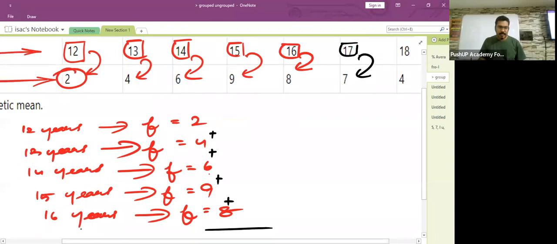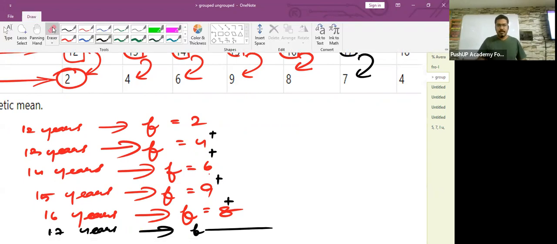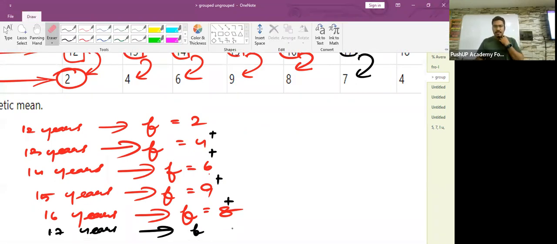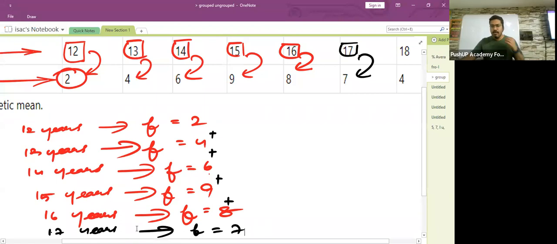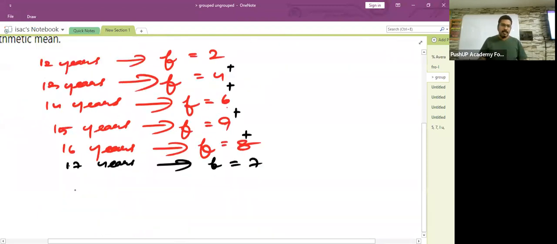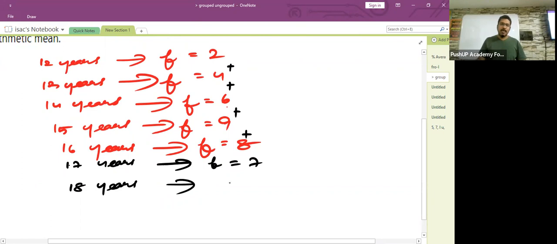17 years, the corresponding frequency. Or else I will write the number of people whose age is 17 years is 7. Now, how many people are of the age 18 years? 4, isn't it? Okay. So I'll write it here. 18 years, the number of people is equal to 4. I would like you all to add these numbers and tell me what is the sum. 40.